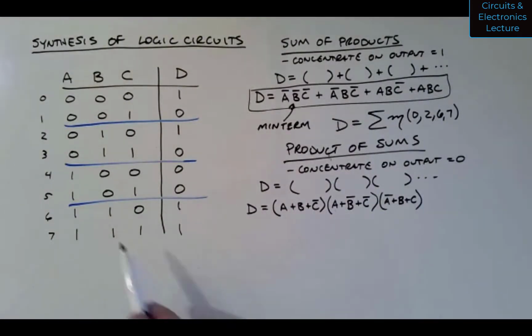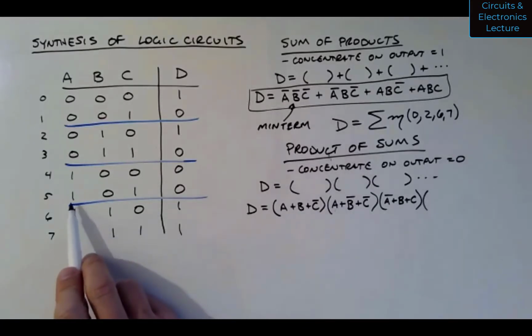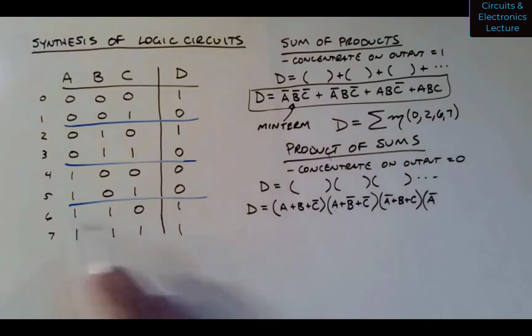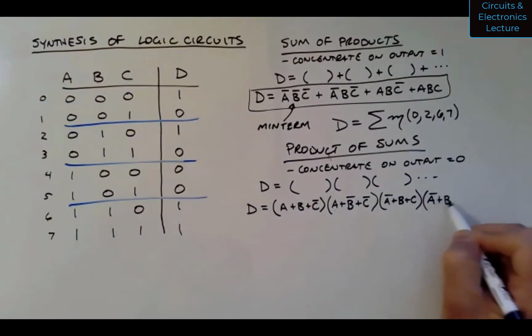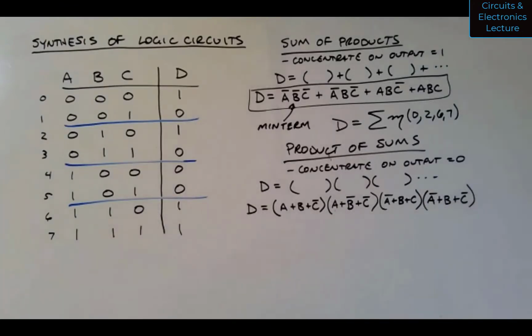And finally, C is 1, 0, 1. I have to invert A, leave B alone, and invert C. Okay, so you can go down and you can check this. For all of the 0 output rows, this expression is going to evaluate so that D is equal to 0.